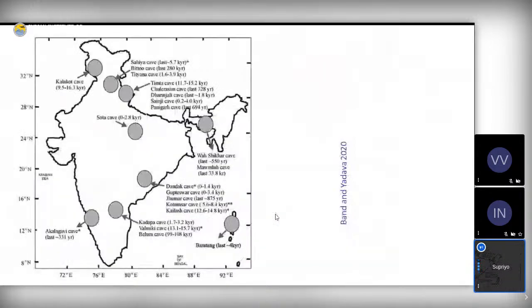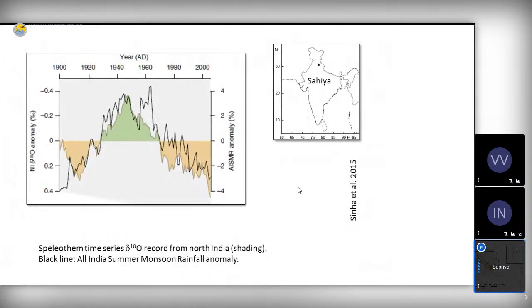Now this map shows the speleothem samples collected all over India, and this is a recently published paper in Current Science by these authors. Now I would like to show some of the speleothem records published by several investigators. For example, this is one of the records made available from a cave in India, which is called Sahiya Cave.